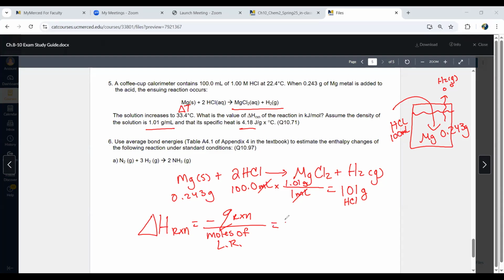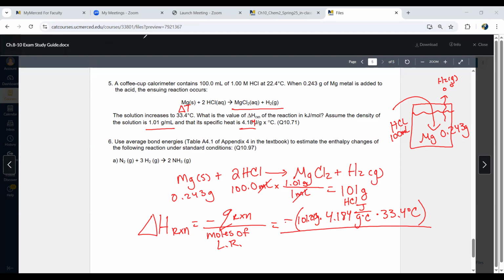So this means negative MCΔT: mass of reaction times specific heat of reaction, which is 4.184. He doesn't have the 4 there, but I'm putting it. Joule over gram degree Celsius, times the temperature change, which is given, 33.4 degrees Celsius. Now I'm going to put in my mass of reaction where it goes. So instead of just having M, I've got 101 plus 0.243. That's my total mass, so that's 101.243 gram.